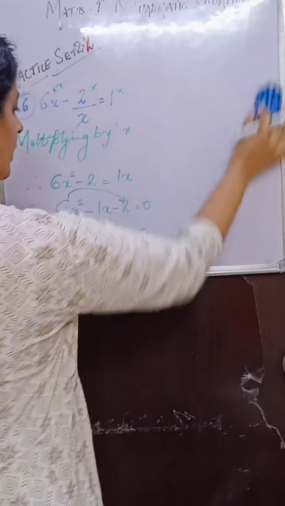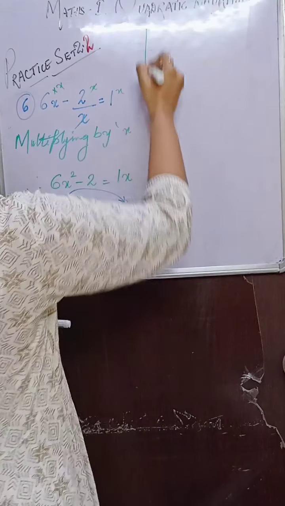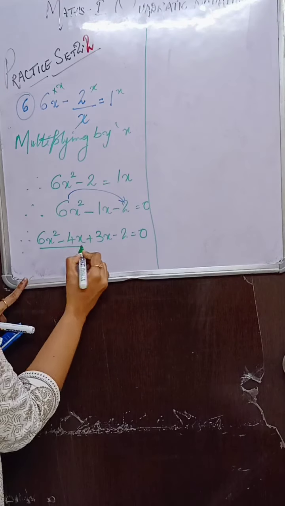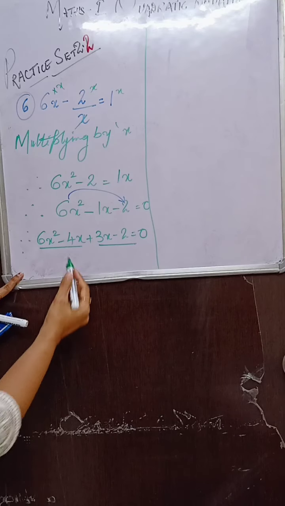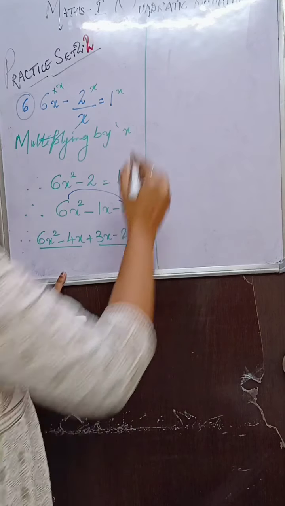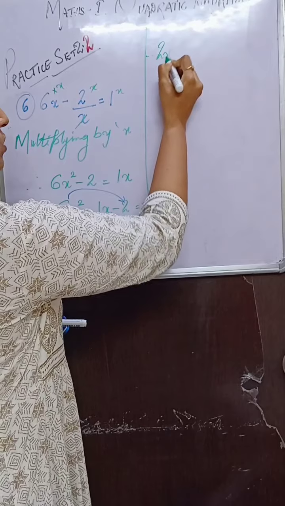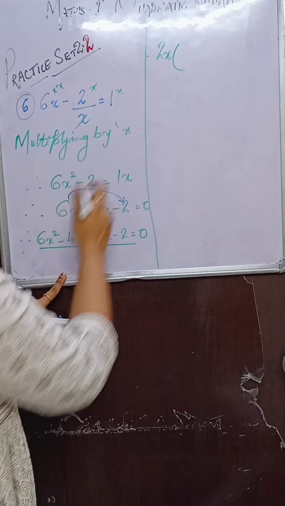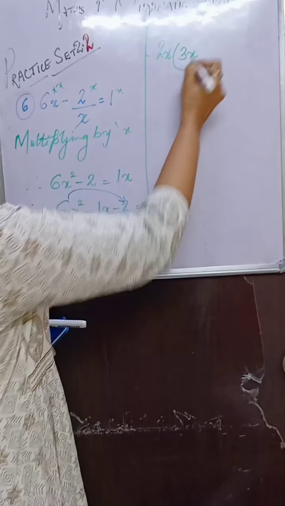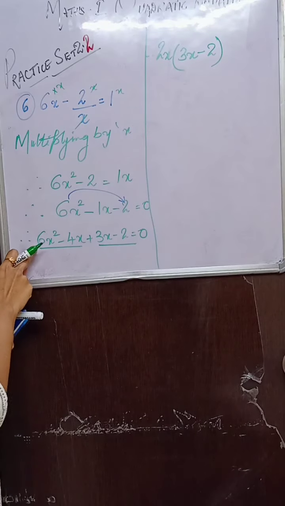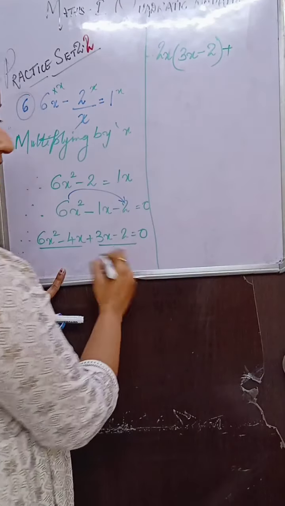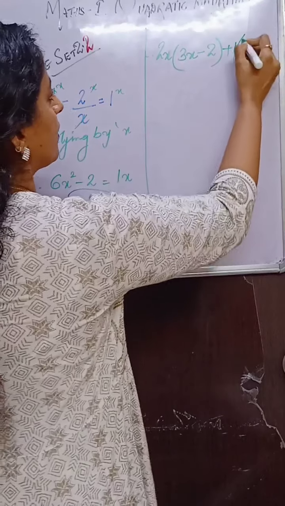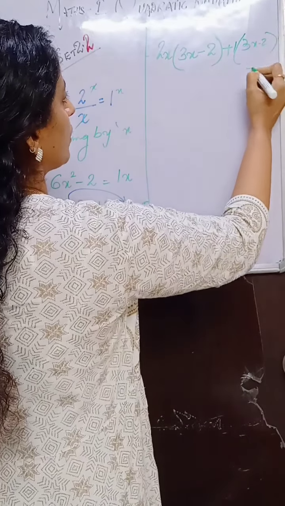Now we'll go for taking common. Grouping and taking common, these two in one group, these two in one group. From these two, 1x you can take out, and both the numbers are in 2's table, so you can take 2x common. What remains is 3x minus 2. Okay, 3x minus 2 plus 1, nothing common means 1, and 3x minus 2 equal to 0.